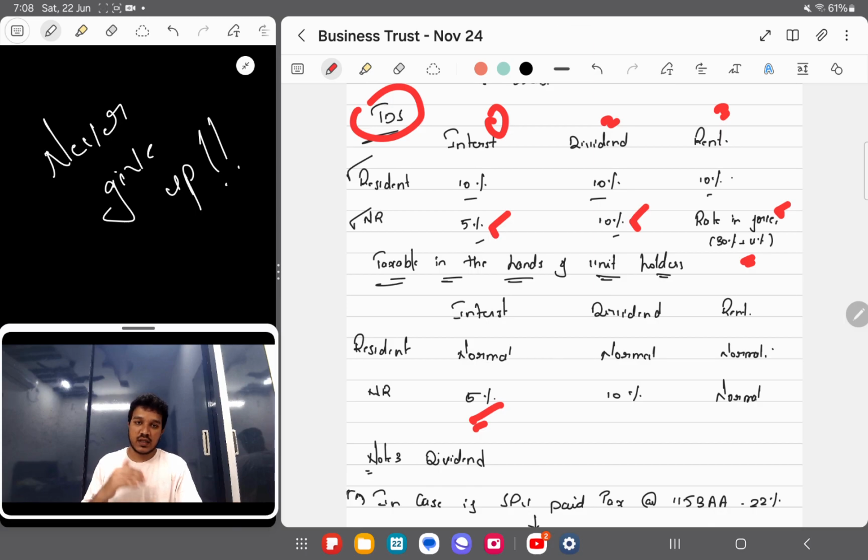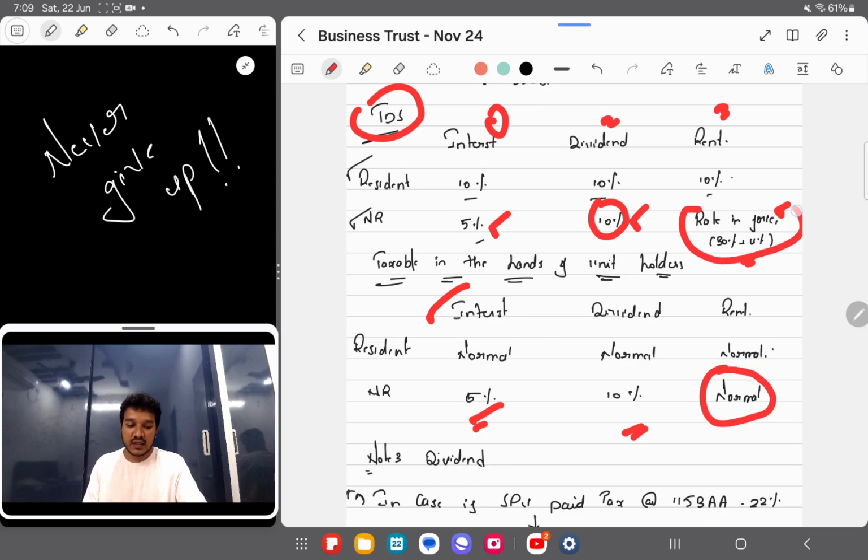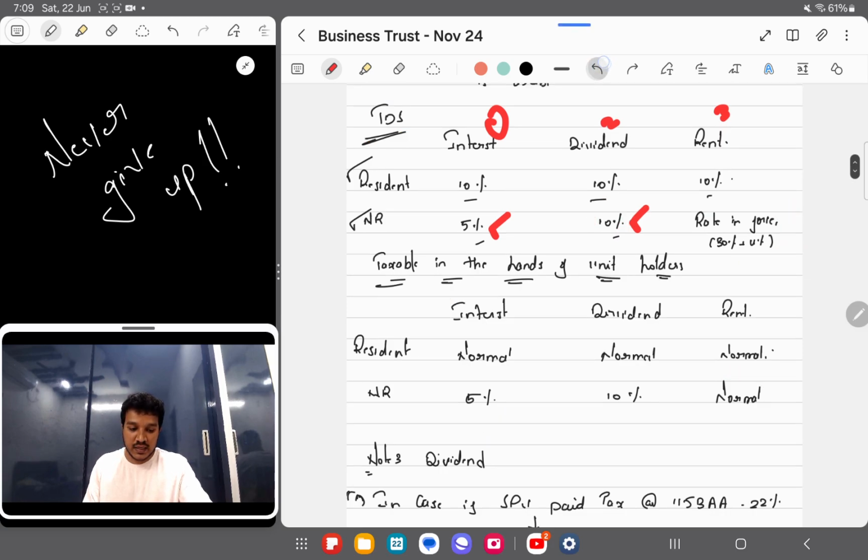Whatever TDS is deducted, that is the ultimate tax for a non-resident in case of interest. In case of dividend it is 10%. Here also it is 10%. And when it comes to rent, he has to pay as per normal tax rates, but TDS will be deducted there at 30%. I'm sure this must be clear. If not, I will repeat it once again.